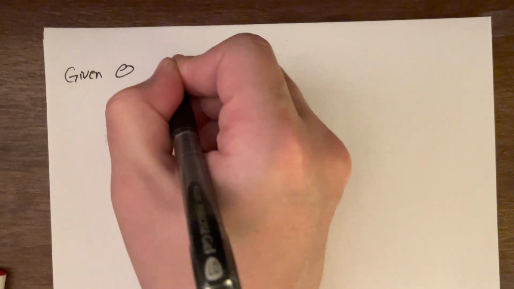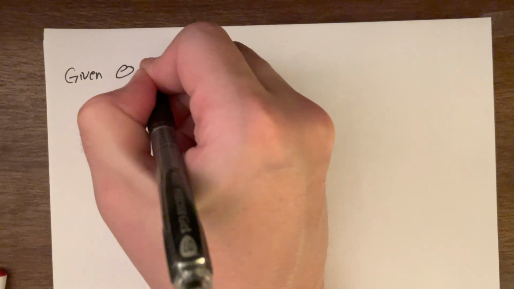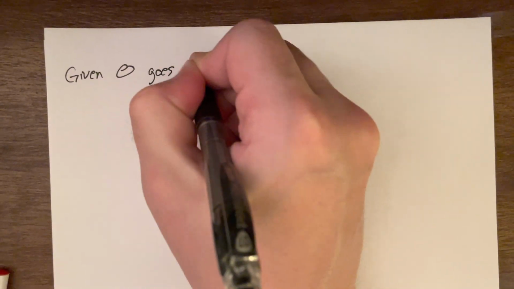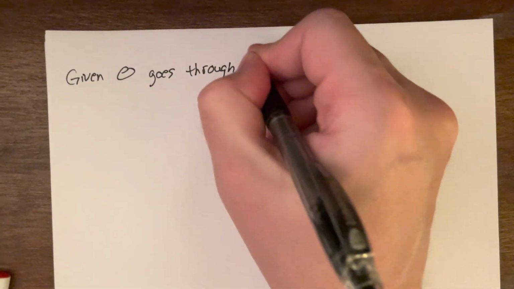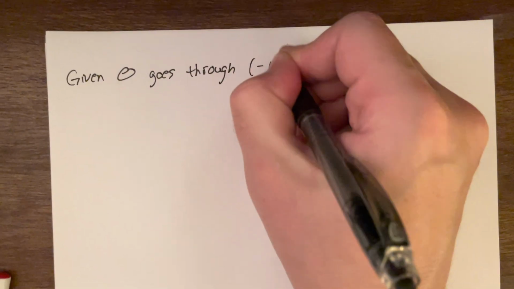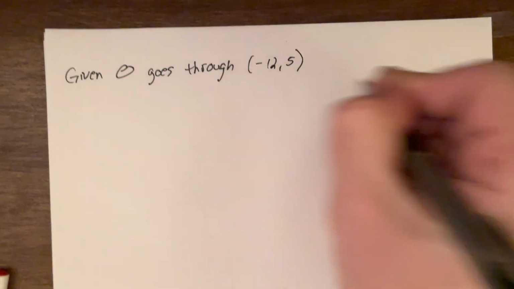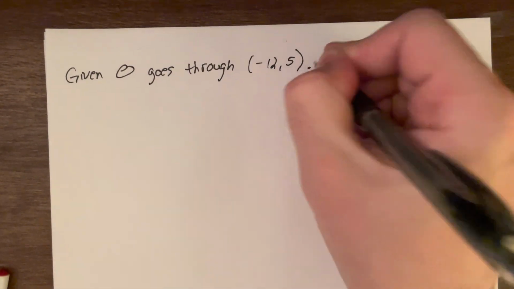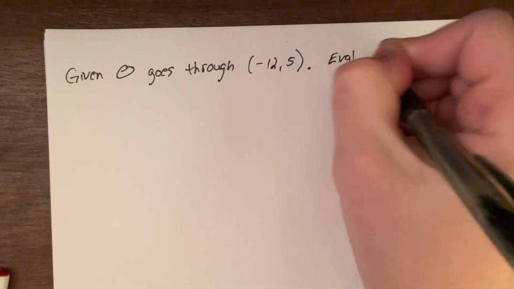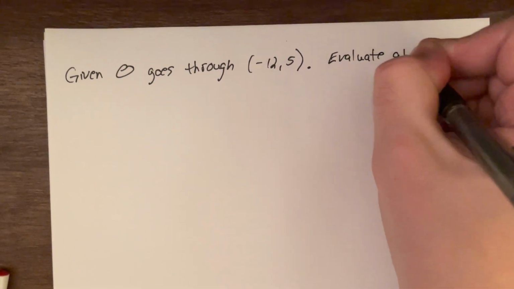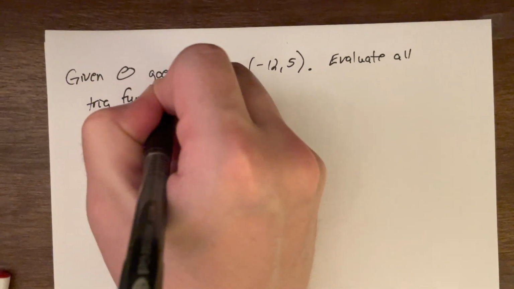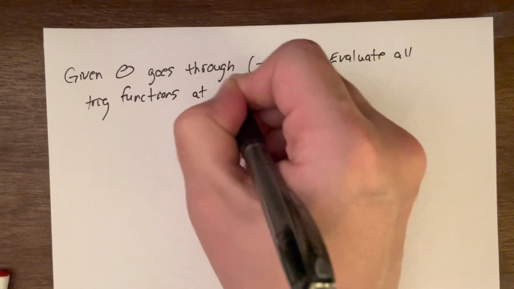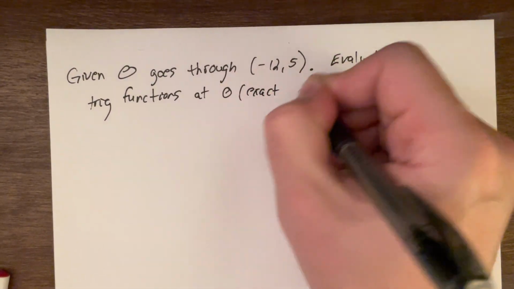So the next one, let's consider we are given the information that theta goes through the point (-12, +5). Let's evaluate all the trig functions at theta. Again, exact answers.